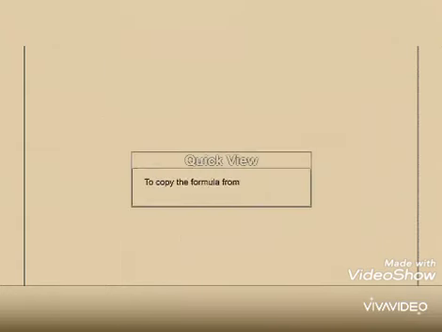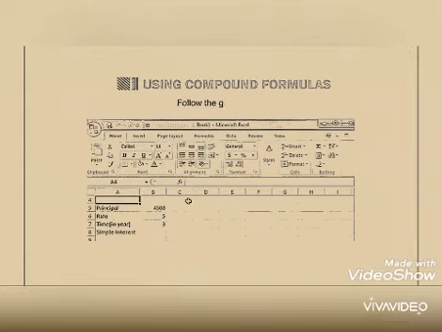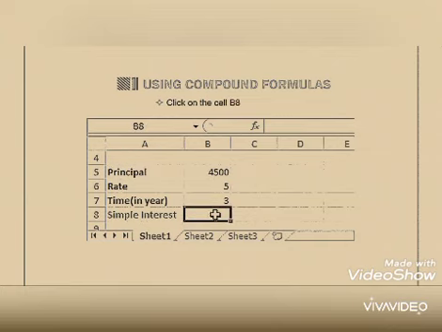Students, we can copy the formula from the above cell by pressing Ctrl plus apostrophe. Let us now learn how to use compound formulas. Compound formulas are used when you need more than one operator. Let us calculate simple interest using the formula P into R into T divided by 100. Follow the given steps. Click on the cell B8 and type equal to.